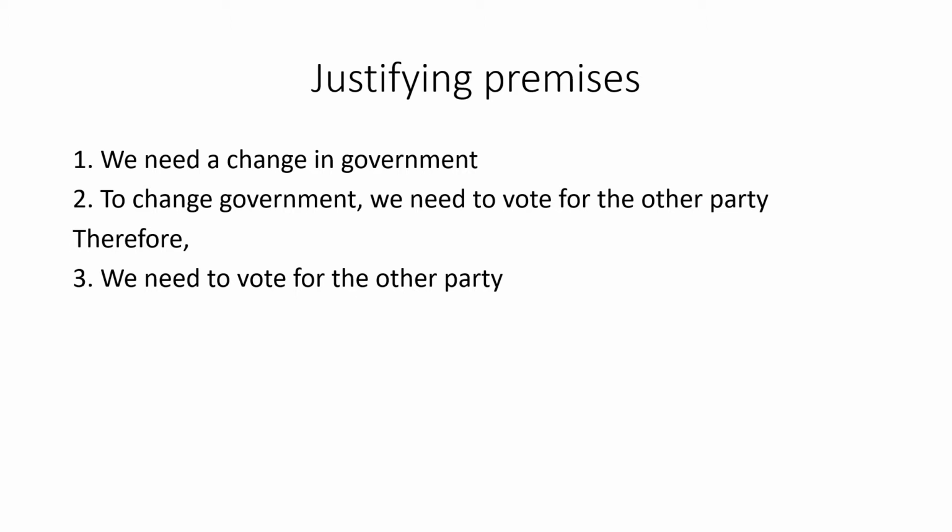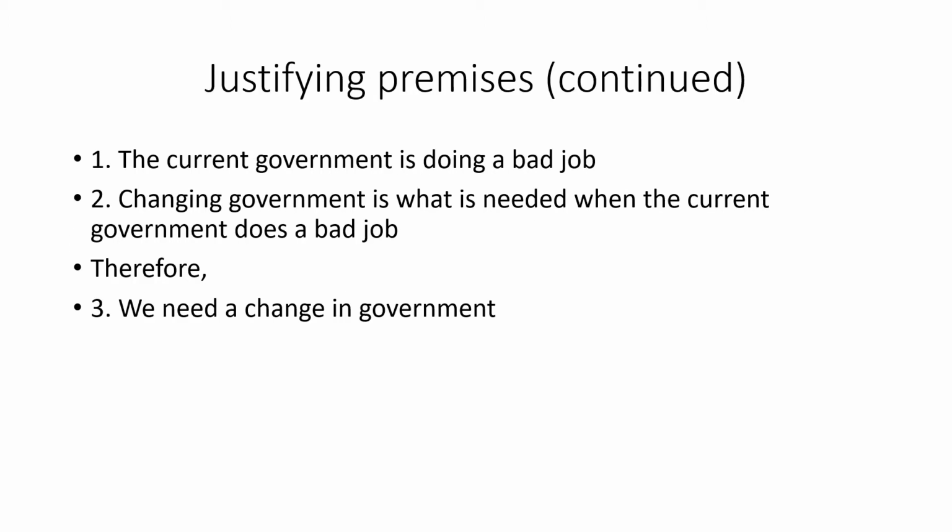In order to get someone to be convinced of this premise, just like with any other argument, we would need to provide a sound argument for this premise. So let's take a look at that. Here's an argument for that premise. The current government is doing a bad job. Second premise, changing government is what is needed when the current government does a bad job. Therefore, we need a change in government.